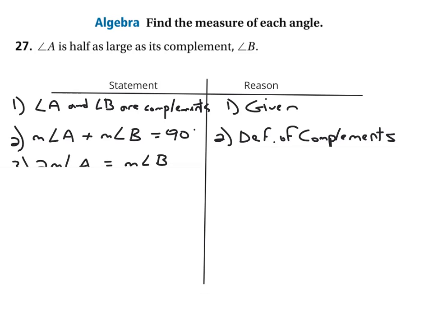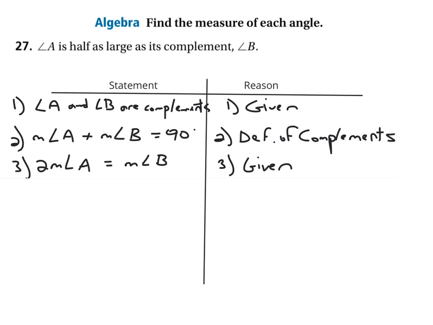Okay. Now we can say, well, twice the measure of angle A is equal to the measure of angle B. That was given to us in the way that they said A is half as large as the complement. So if it's half as large, it takes twice as many of them, or two of them, 2 times the measure of angle A, to equal measure B.